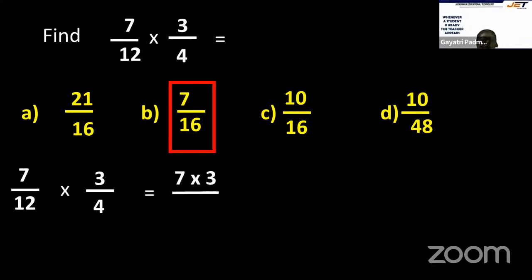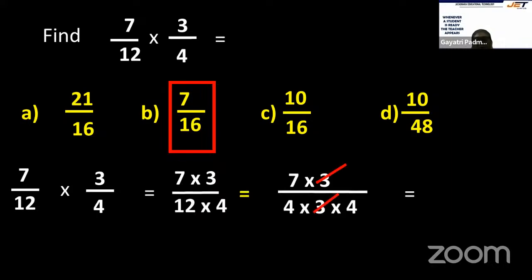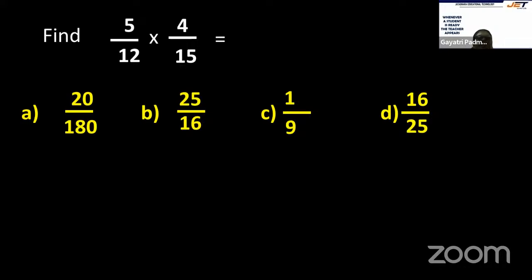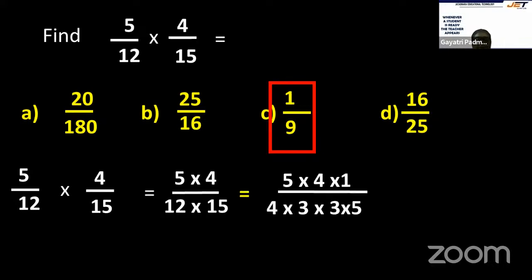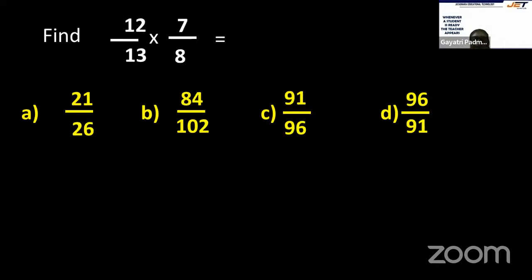So the answer here is 7 by 16. 7 by 12 into 3 by 4 is 7 into 3 by 12 into 4, which is 7 by 16. See the next sum, 5 by 12 into 4 by 15. The answer is 1 by 9. How? 5 by 12 into 4 by 15 is nothing but 5 into 4 by 12 into 15, and cancelling common factors, we have 1 by 9.